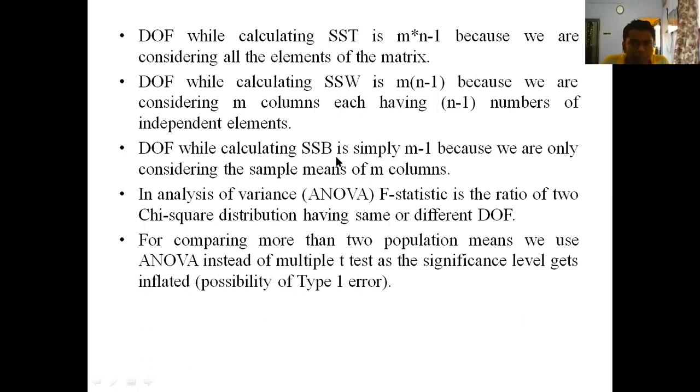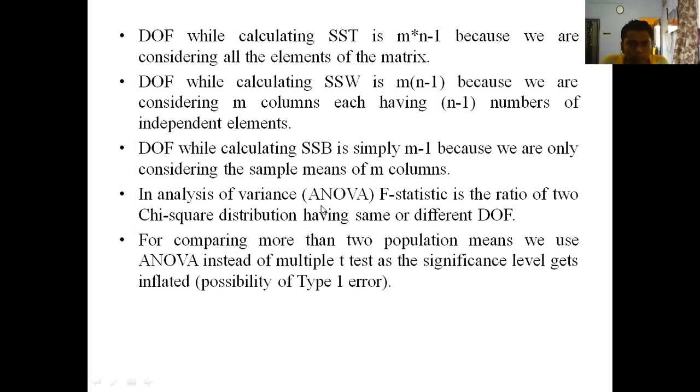So degrees of freedom while calculating the total sum of square is n into n minus 1 because we are considering all the elements of the matrix. Degrees of freedom while calculating SSW is m into n minus 1 because we are considering m columns each having n minus 1 independent elements. And degrees of freedom while calculating SSB, sum square between, is simply m minus 1 because we are only considering the sample means of m columns.